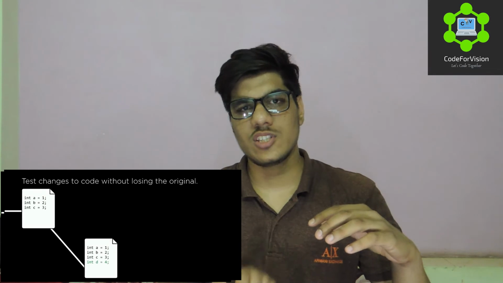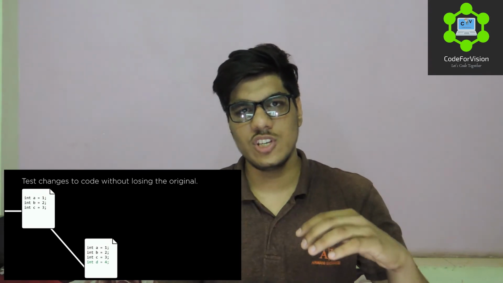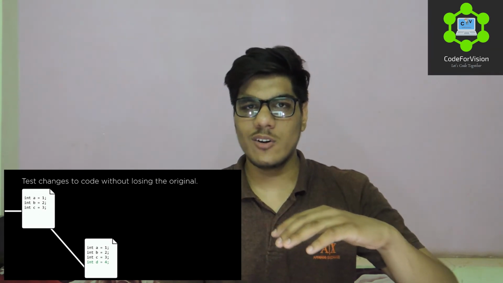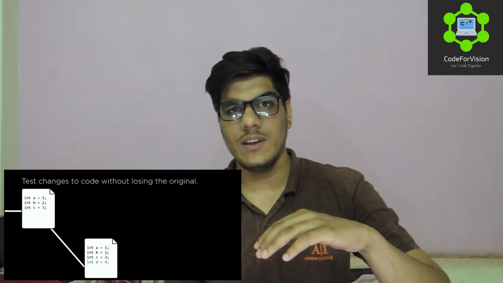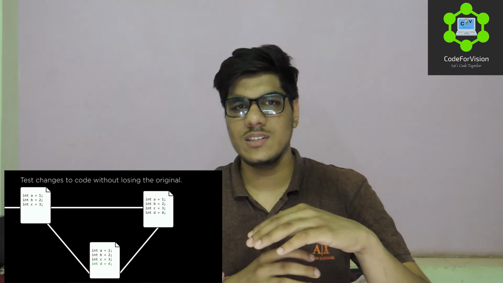Third, we can test changes to the code without losing the original one. We just need to branch our code. We can do branching of our code in which we copy the code from the master branch to another branch. We work on this branch, we do all of these changes in the new branch, and then if it works properly, we can merge it to the master branch and it will go on. And if it doesn't work, we can just discard it and start working back on the master branch.